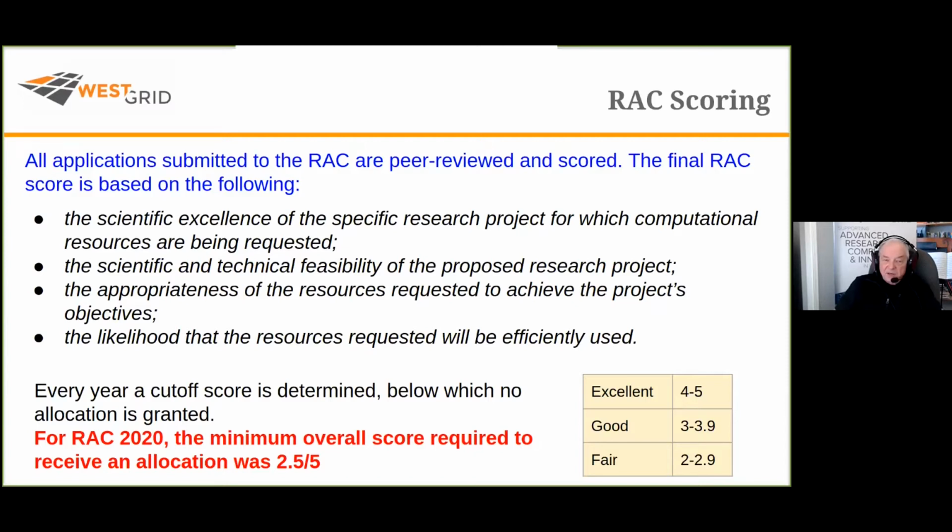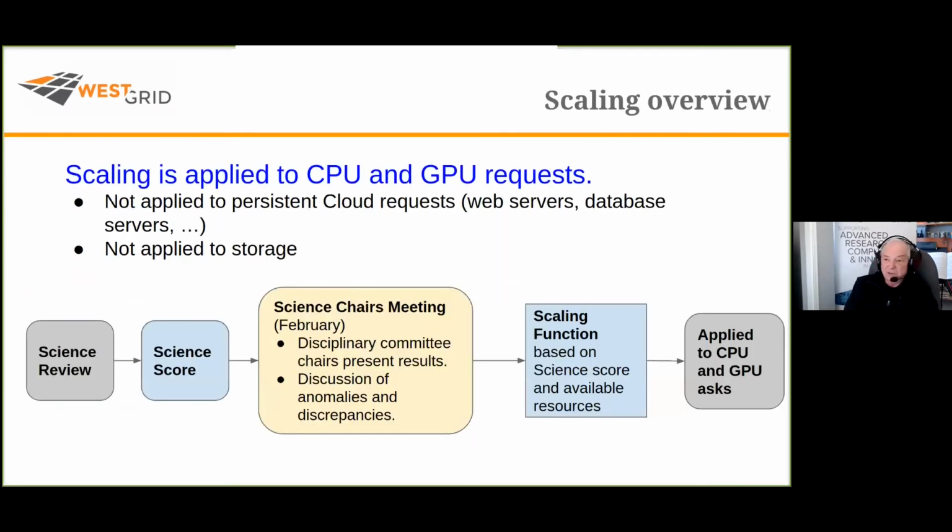And every year we have a cutoff score. Last year that was 2.5 out of 5. Just to note that a 2.5 is still a fair. We have to have a cutoff that's pretty extreme.